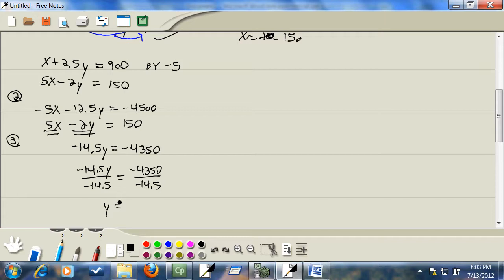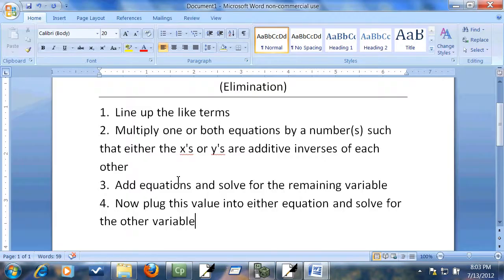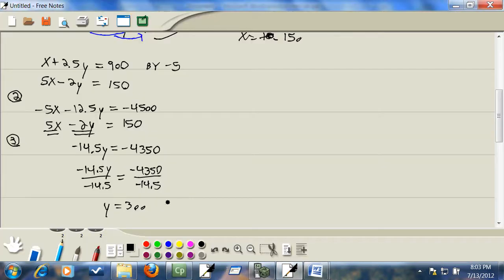And we're going to get y is equal to, plug in my calculator, 4350 divided by 14.5, and we get y is equal to 300. And then our steps say to now plug this value into either equation and solve for the other variable. Doesn't matter which one you pick. The easiest one. I'm going to pick the second one. It doesn't have any decimals.